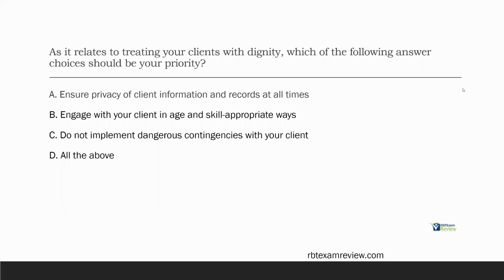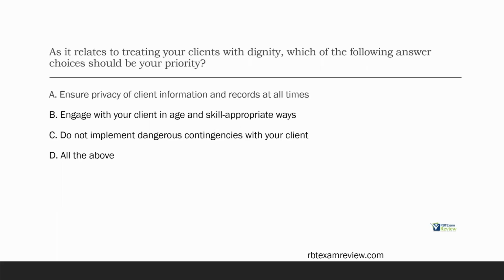A stopwatch. As it relates to treating your clients with dignity, which of the following answer choices would be your priority? Okay, so this is part of the ethical code of the RBTs. Always treat your clients with dignity. And it really comes down to treating them like you would treat anyone else. Treat them with respect, okay? Treat them appropriately, right? Just because they may have a disability or an addiction, whatever population you're working with, they deserve to be treated with dignity, okay? So of the following answer choices, what should be your priority when treating your client with dignity?